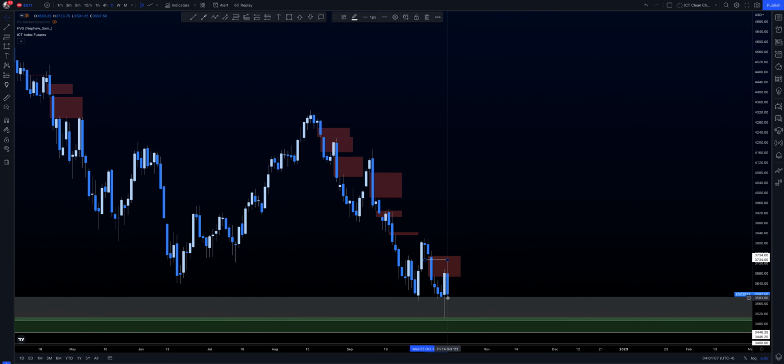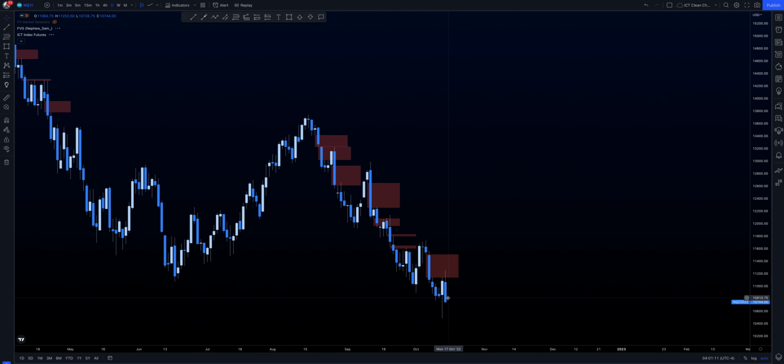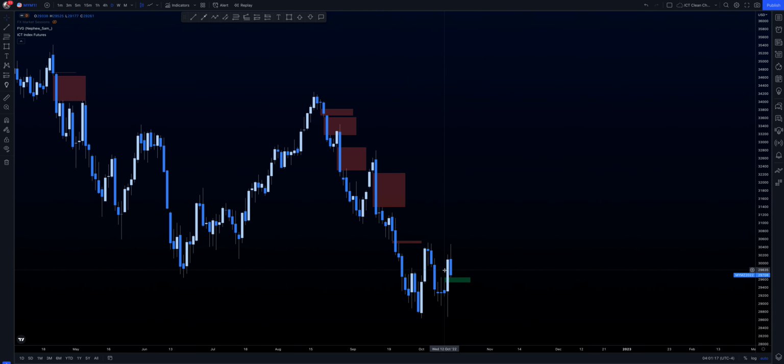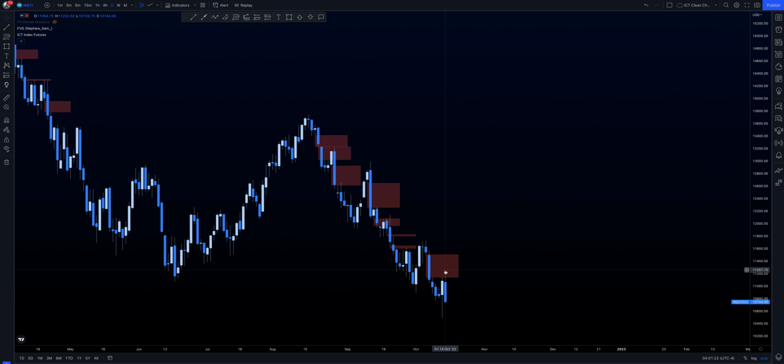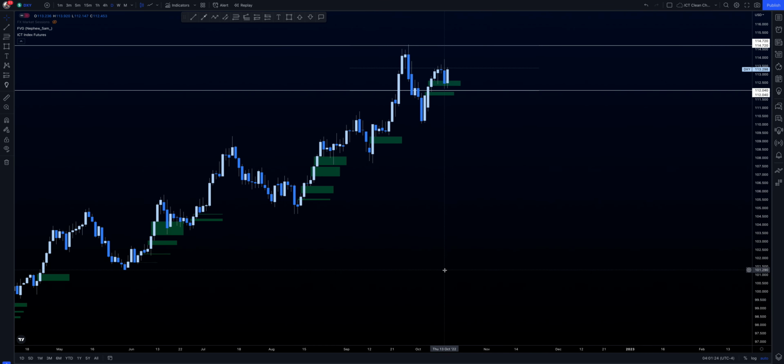So if you compare the S&P 500 with the Nasdaq, we've actually had a close below this in price after rebalancing some of that fair value gap, and then this here is slightly skewed. So we do have some measurable SMT divergence.